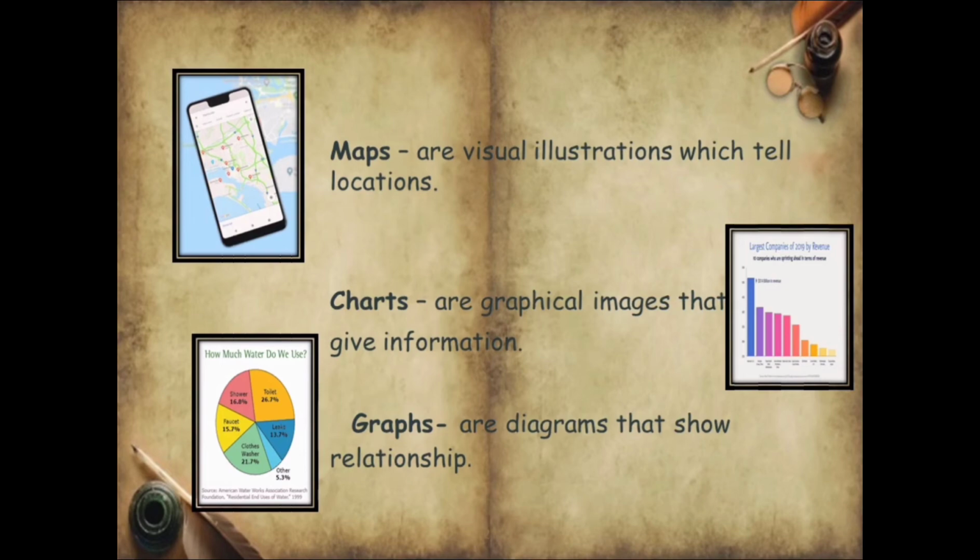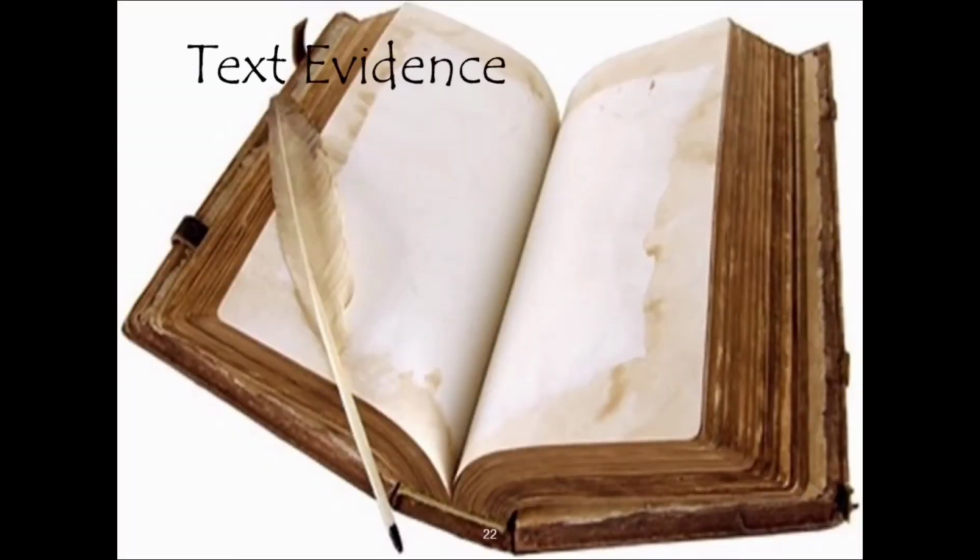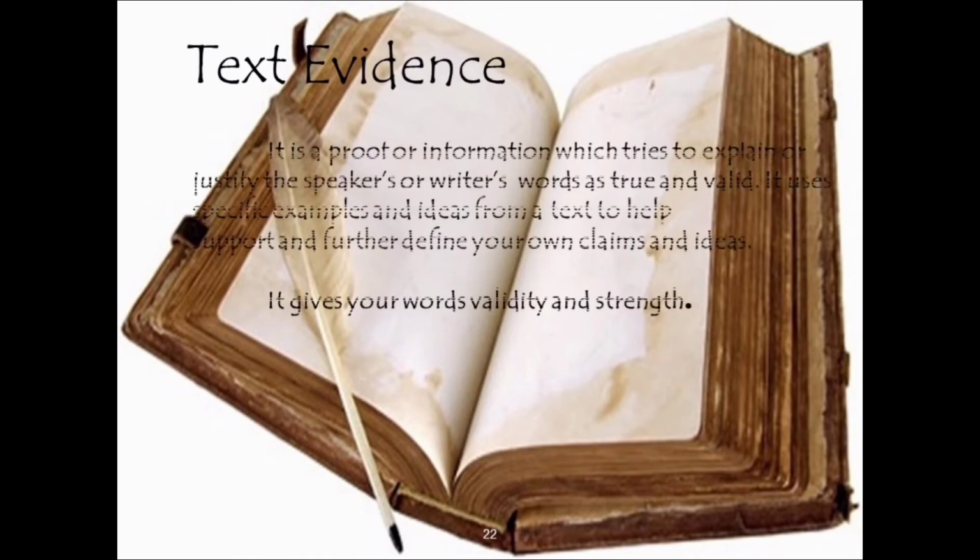There are two terms that you need to remember. First is text evidence. It is proof or information which tries to explain or justify the speaker's or writer's words as true and valid. It uses specific examples and ideas from a text to help support and further define your own claims and ideas. It gives your words validity and strength.